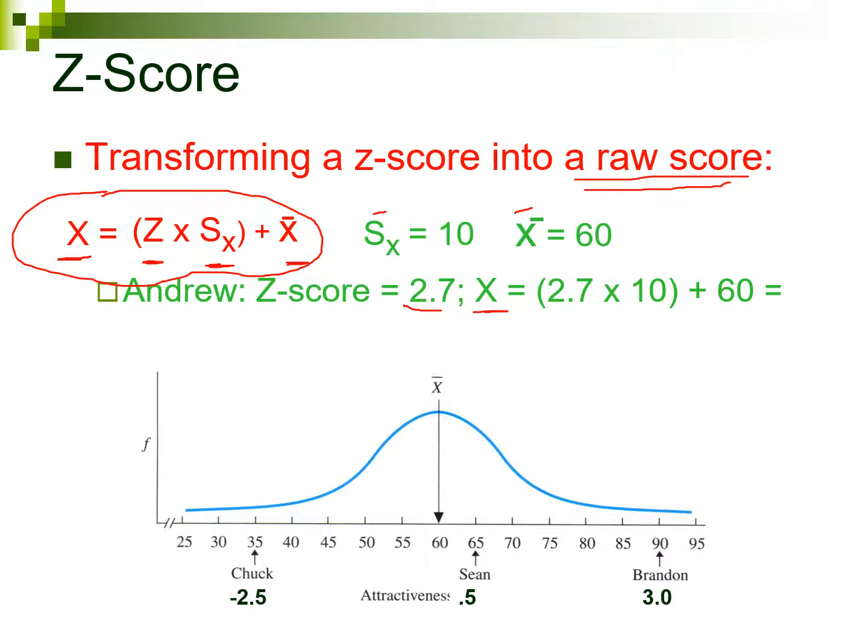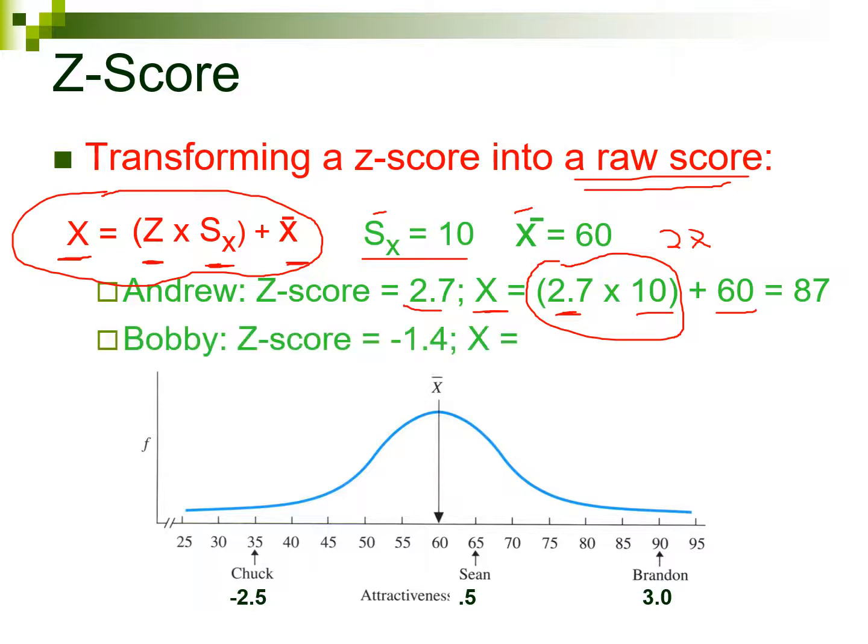Andrew's raw score is going to be equal to his z-score, which is 2.7, times the sample standard deviation, which is 10, plus the sample mean, which is 60. Again, remember order of operations from high school math. The only correct way to do this math is to do 2.7 times 10, which is going to give us 27, and then to do 27 plus 60. When we do that, we should get 87 for his raw score.